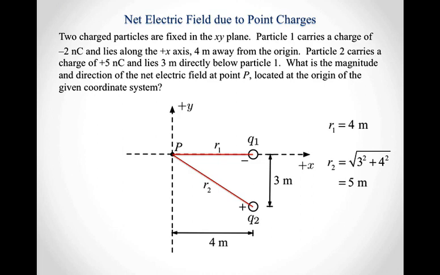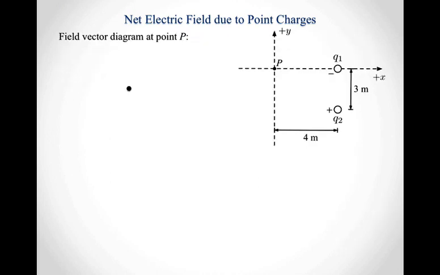And because I know that the electric field vectors are going to lie along the lines that connect the particles to the point, it's probably also going to be useful to define this angle theta here. That's the angle between the line that runs between charge 2 and point P and the x-axis. Inverse tangent of opposite side 3 meters, adjacent side 4 meters tells me that angle happens to be 36.9 degrees.